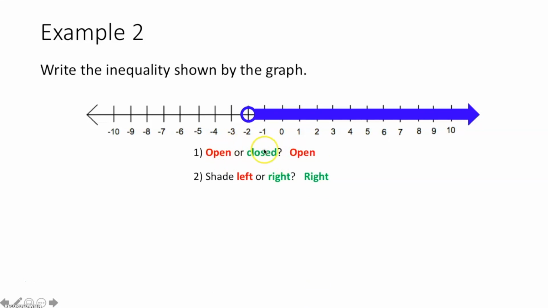Because it's an open circle, we know there's going to be no equal sign underneath the inequality. And because we're shading to the right, it's all the numbers greater than -2. So we are going to say in words, let's pick a variable, x. We're going to say x has to be greater than -2. And again, why is it not greater than or equal to? Because there's no shading in this circle. It's an open circle, so it's just greater than. So how do we write that as an inequality? X is greater than -2.